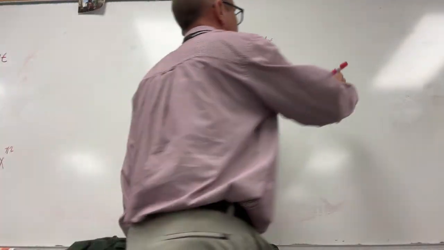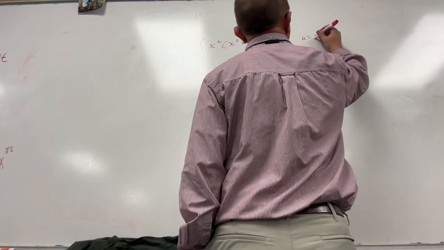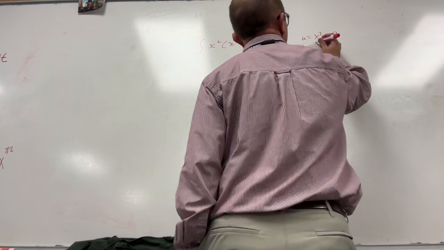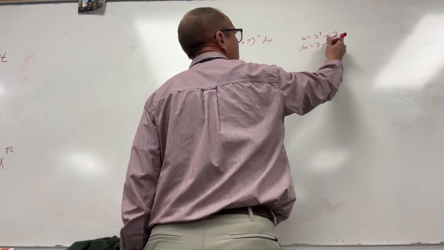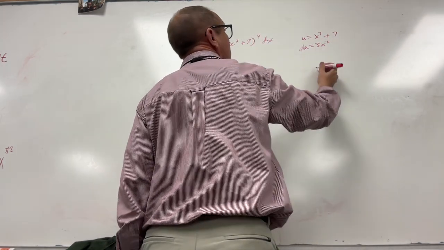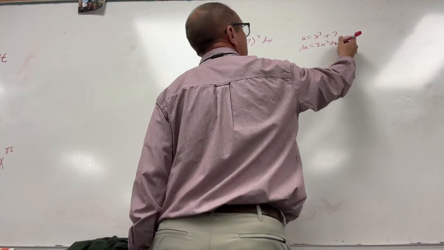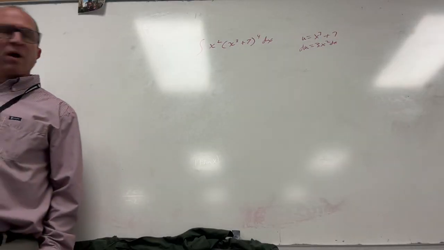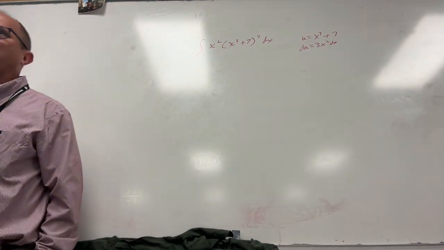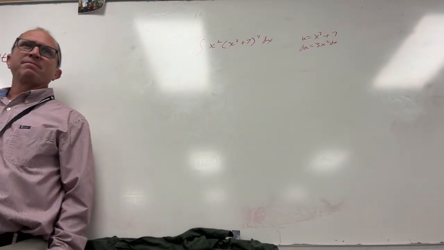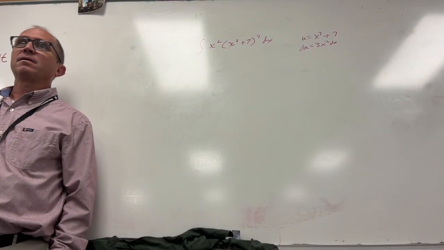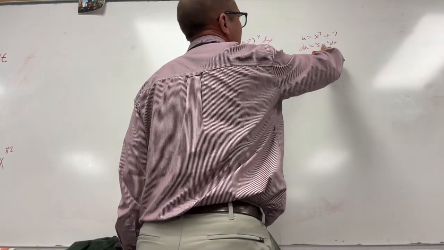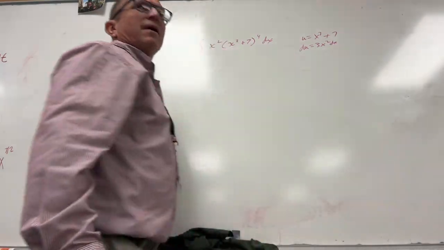All right, let's go with it. u equals x cubed plus 7. So du equals 3x squared dx, right? Now, what looks like it might present itself as a problem here? I don't have a 3x squared dx up here, do I?